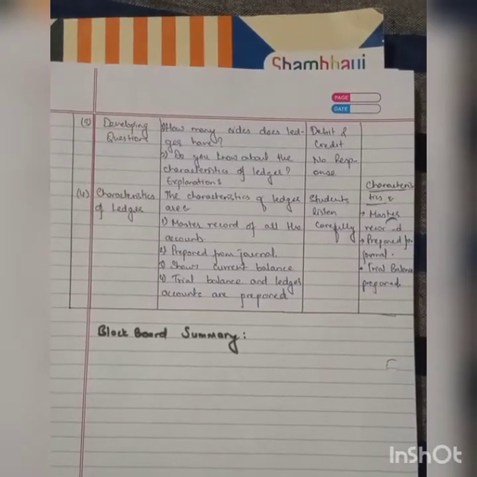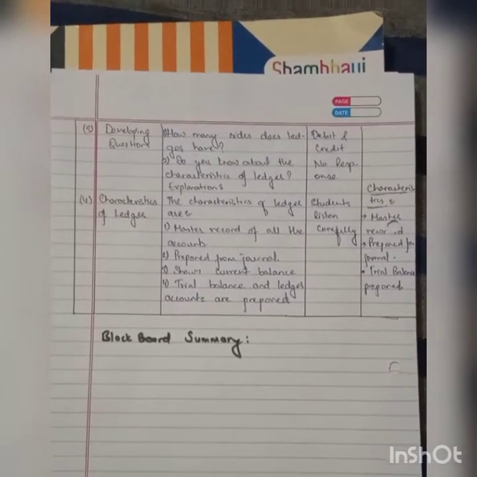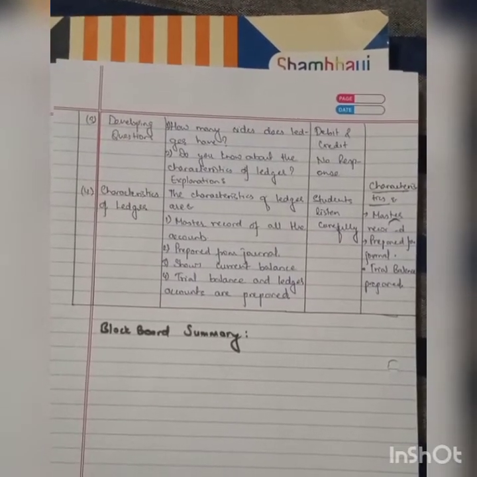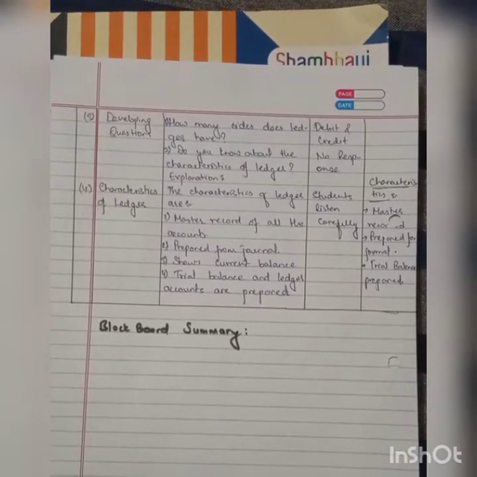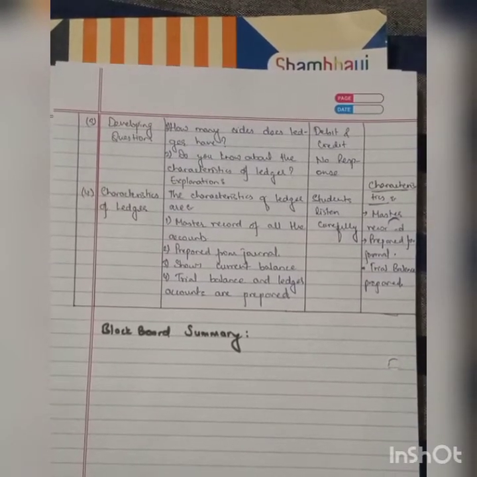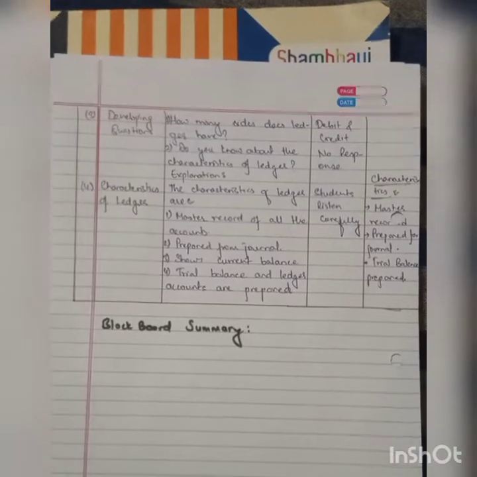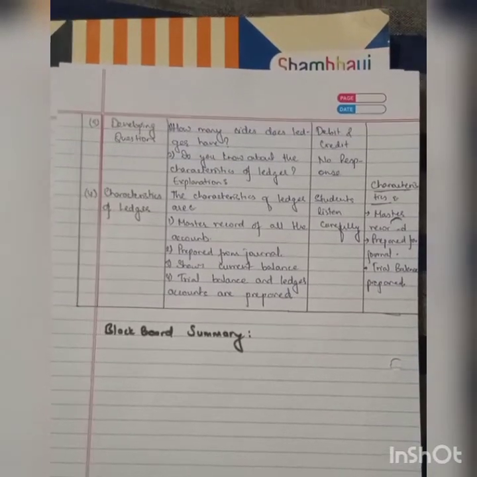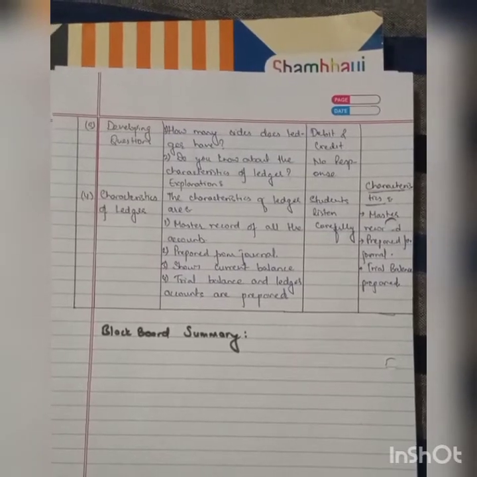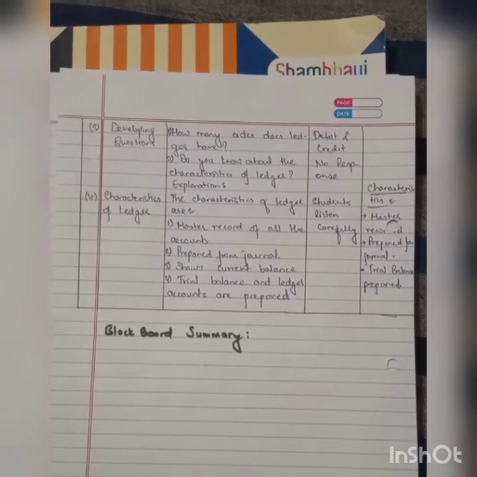Then after, we have to explain the characteristics of ledger. The characteristics of ledger are: master record of all the accounts, prepared from journal, shows current balance, the fourth one is trial balance, and ledger accounts are prepared. And the students will listen carefully for the same. And we have to conclude the characteristics of ledger in the conclusion portion.